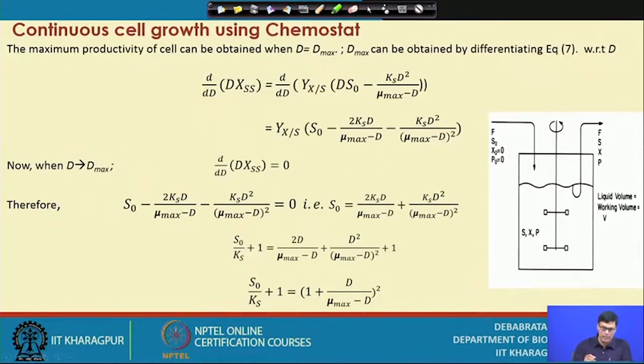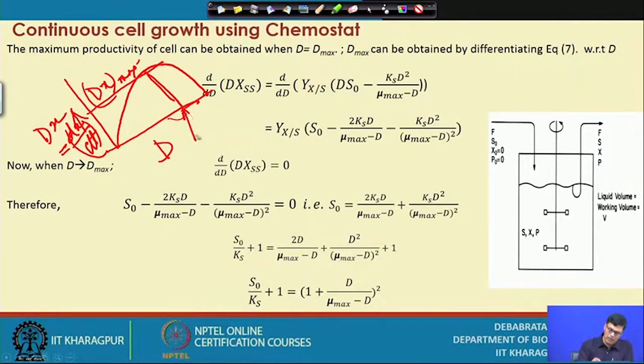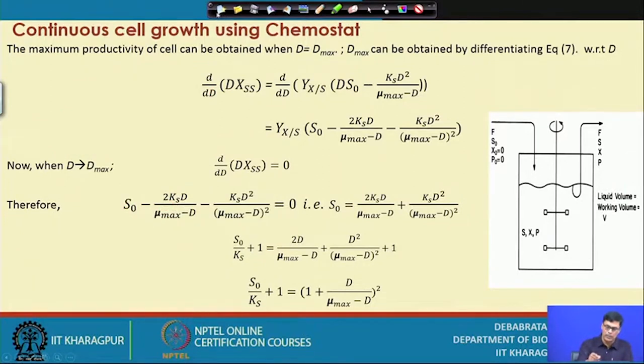Now, there is a very interesting thing when you plot D versus D into X. D into X means dX by dt, am I right? Rate of cell mass formation. And what is the plot? The plot is like this. Now, in this plot, this is DX, this is maximum, am I right? So, what is DX maximum? At this point we call it Dmax. So, what is Dmax? Dmax means the dilution rate at which the rate of cell mass formation is maximum. So, this is what we can find out.